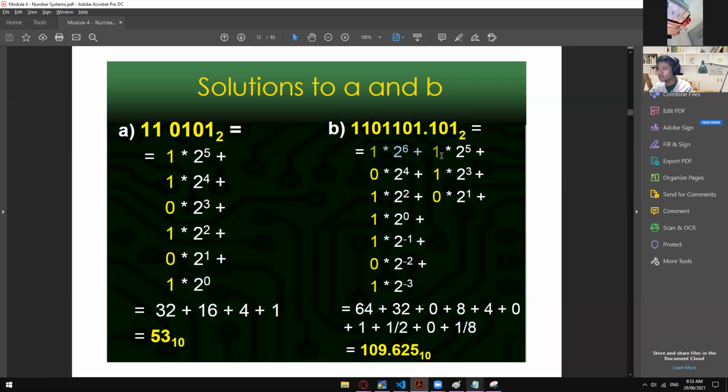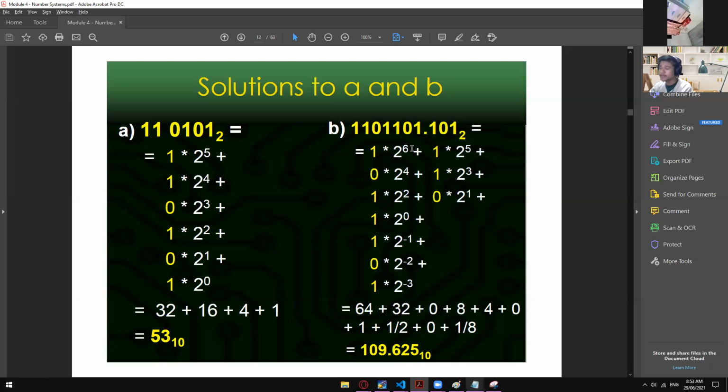So 1 1 is this 1 1, and then 0 1 is this 0 1 right here, and then 1 0 is this 1 0 right here, followed by the 1 right here, and then this one now is our fraction number. That's the reason why we now have raised to negative 1, raised to negative 2, and then raised to negative 3. Okay, but for this part right here, we have a whole number or an integer.